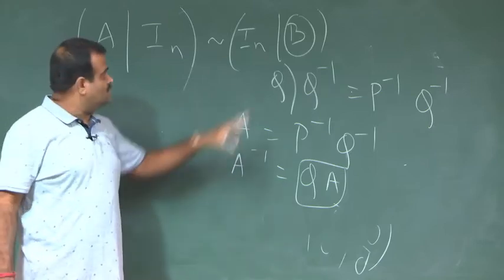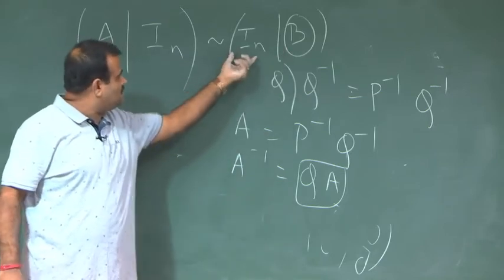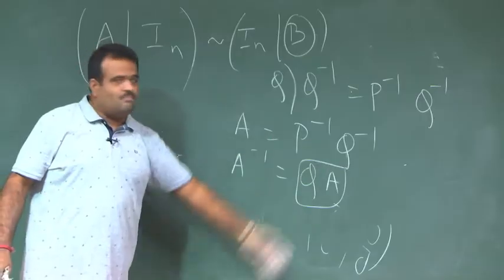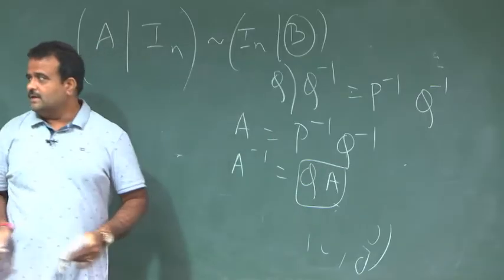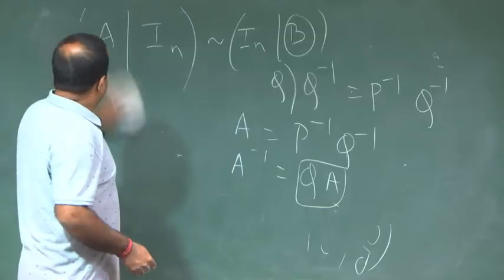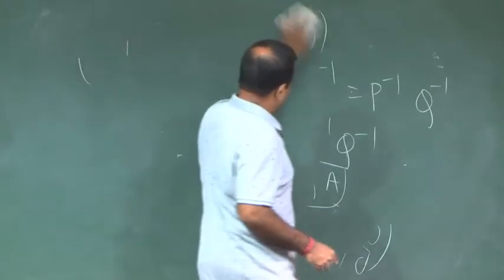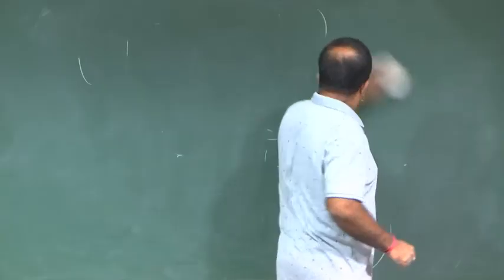If B is the inverse of this, then this will be the inverse. So, this is nothing but multiplying by P and Q. So, that is why this will work. Okay. So, this is the way we find the inverse of a matrix.